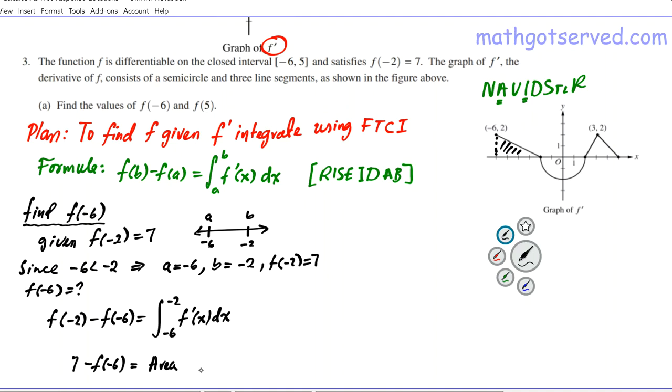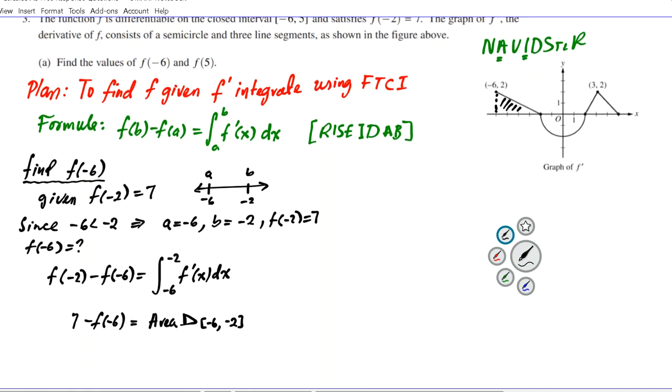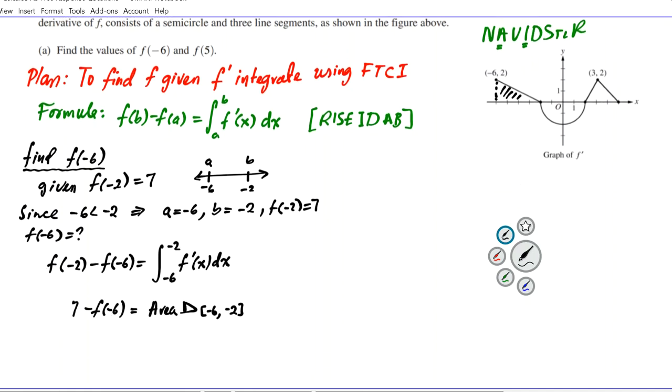So the area of the triangle from -6 to -2. Since it's a geometric shape, this area is exactly what the integral is. All righty. Okay, so let's go ahead and figure that out. Well, we can add 7 to both sides, right? Well, let me set it up first. So we have 7 minus f of -6.